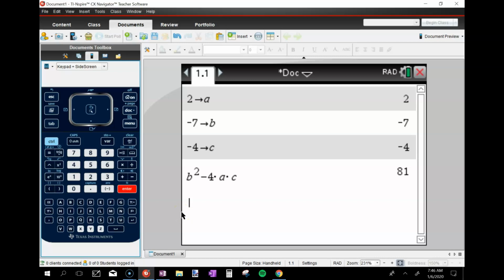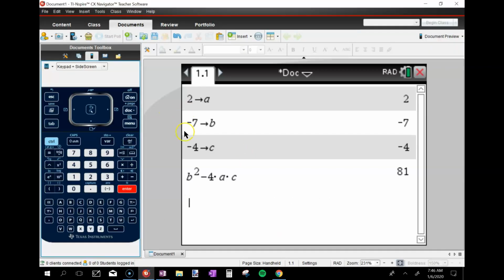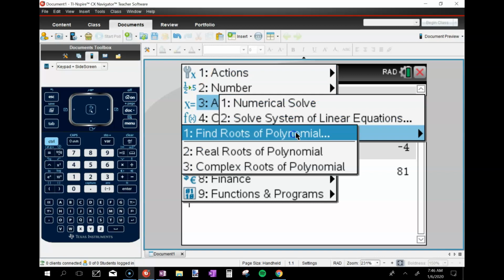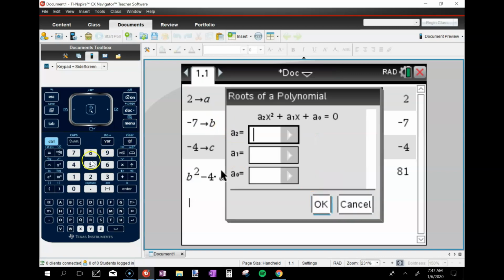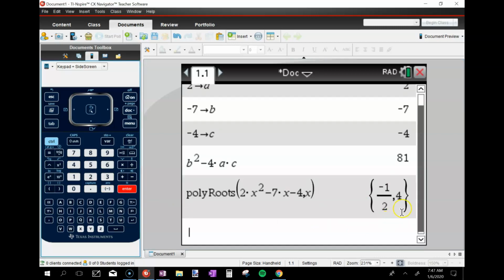81. Everybody agree? Is that a number that's allowed to go underneath the square root if I applied it to the quadratic formula? Absolutely, right? So my roots are going to be real or imaginary? Real. Okay, good. So b squared minus 4ac equals 81. So I know my roots are going to be real. Let's find out what they are. Real, 2, -7, -4. -1/2, and 4.